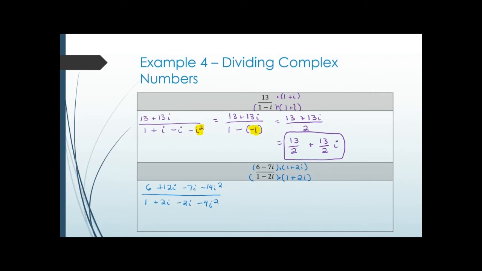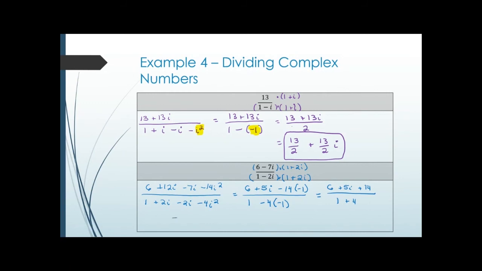So now I'm going to combine my like terms and convert the i squareds to negative 1. So I have 6, and then 12 minus 7 is 5, so that's plus 5i. Then minus 14 times negative 1. In the denominator, I have 1. 2i minus 2i cancels. Then minus 4 times negative 1. So now I need to just continue the line. So I have 6 plus 5i plus 14. And then in the denominator, 1 plus 4.